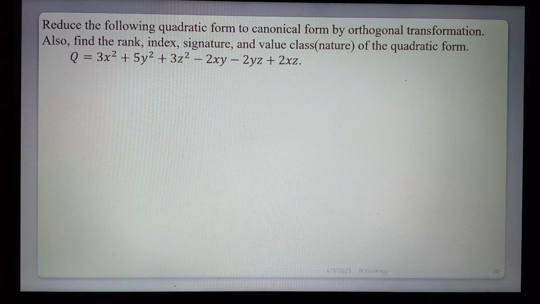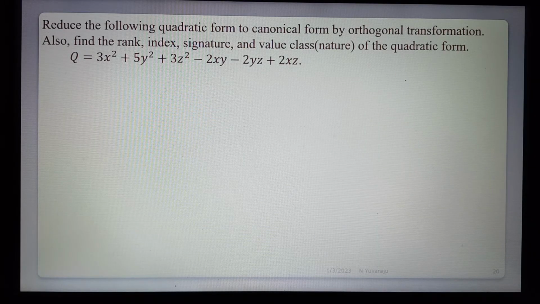normalized vector for each eigenvector. After finding the normalized vectors, write the P matrix with columns x1, x2, x3, the linearly independent orthogonal eigenvectors. Next find P transpose, then P transpose AP, which is equal to the diagonal matrix, with only the eigenvalues of A as diagonal elements. Then using x is equal to Py, with this transformation you find the new form, the canonical form. That is the procedure.